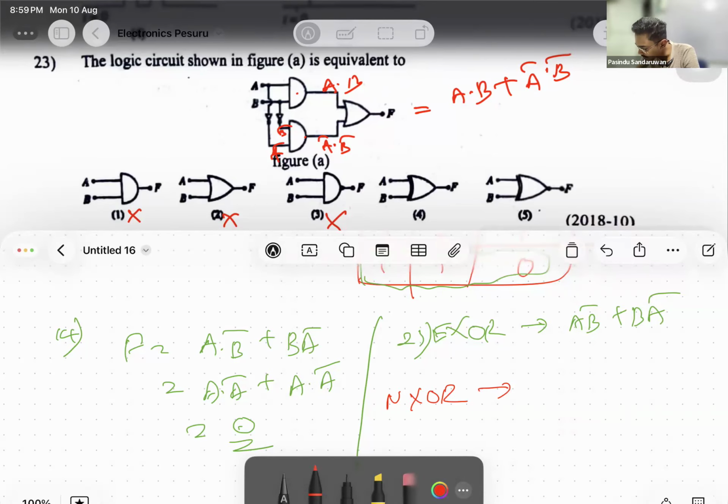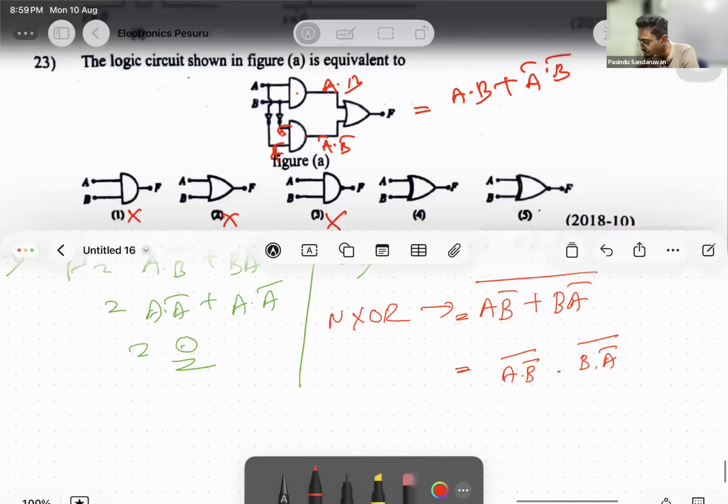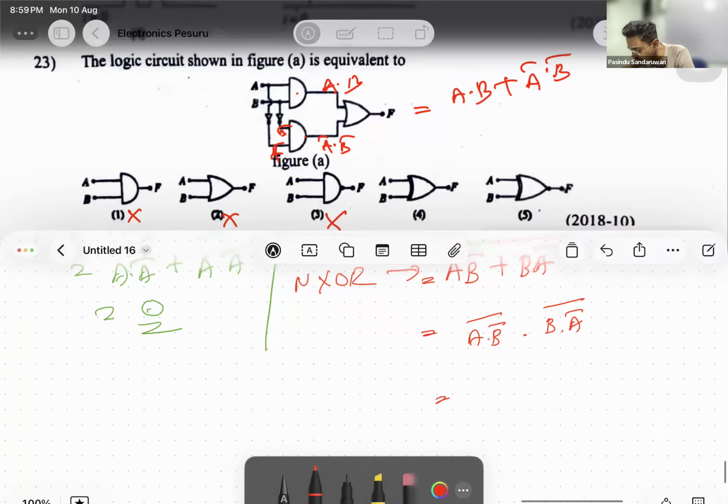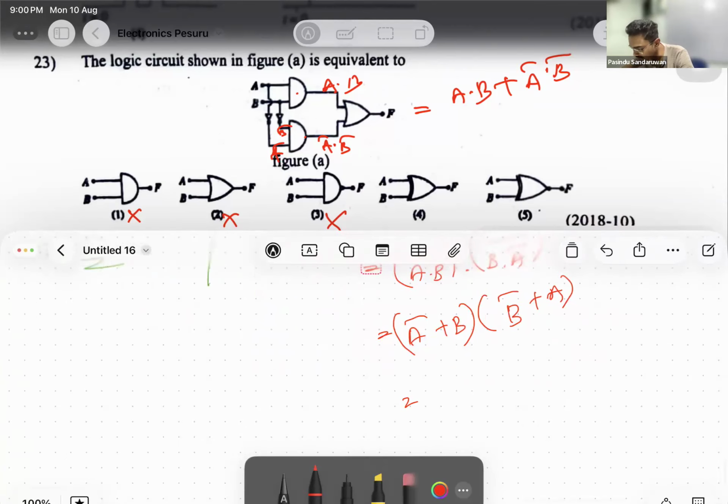The output of the XNOR is (AB bar plus BA bar) whole bar. Simplify this. Now, if this bar is split, what we get is A dot B bar whole bar dot B dot A bar whole bar, by De Morgan's law, right? Then split the bar inside again, then it becomes A bar plus B, and here B bar plus A. Simplify the brackets.